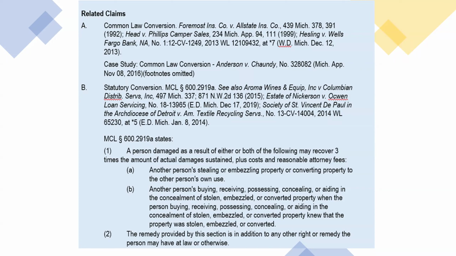So statutory conversion, what does that consist of? Well, by the way, it provides again for treble damages, 3 times the amount of actual damages sustained, plus costs and reasonable attorney fees. So attorney fees can be recovered for statutory conversion, but you have to show that the landlord stole or embezzled property or converted property belonging to the tenant, or the landlord's buying, receiving, possession, concealing, or aiding in the concealment of property of the tenant. You can see the statutory language here. And also this statutory conversion claim can be joined with any other claim.